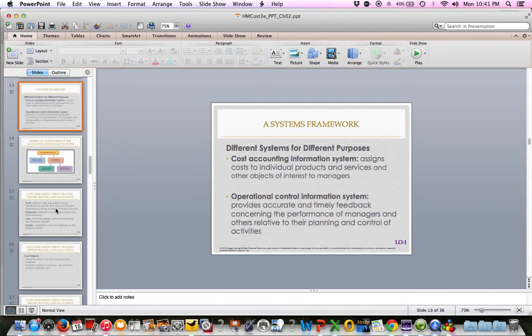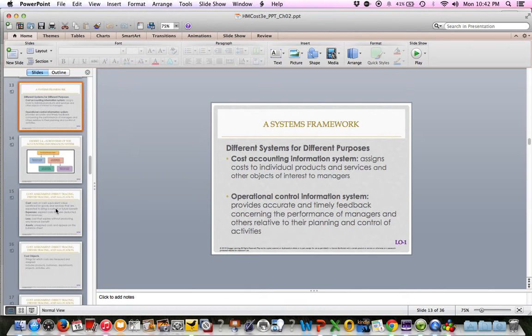So cost accounting information systems, basically what we're trying to do is assign cost to products and services and other cost objects of interest to managers. So every time we manufacture a product, every time we deliver a service to our customer, whatever our company is doing, there's a cost associated with that. And if we know what that cost is, we can more efficiently manage our business. And that's a lot of what cost accounting will do for us.